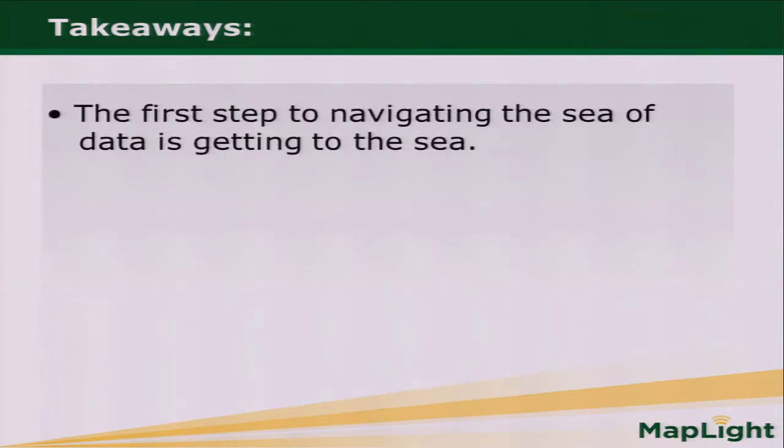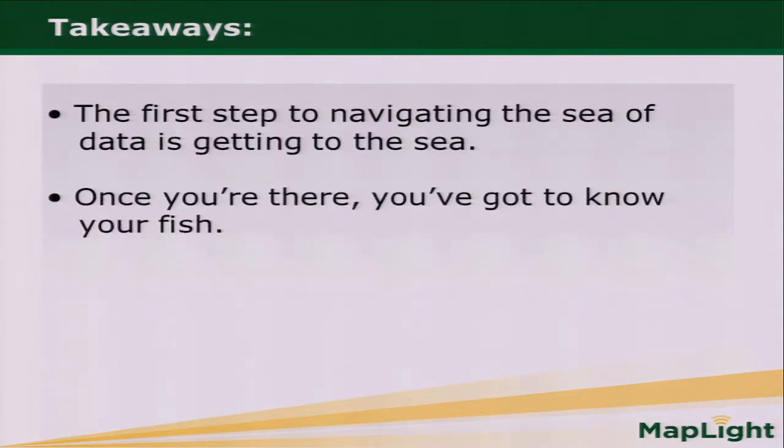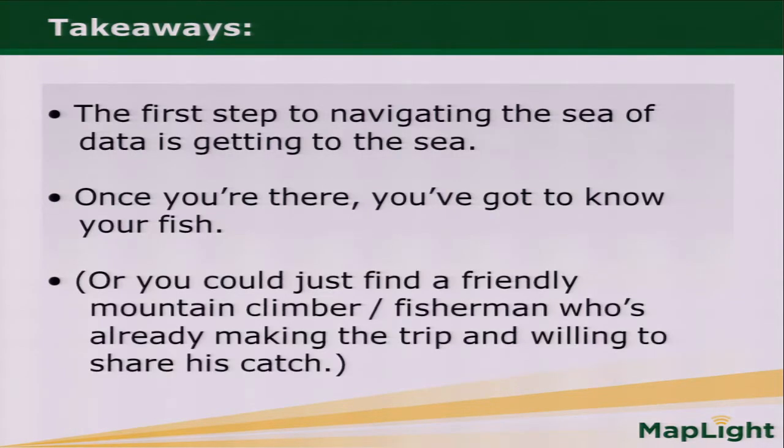So the takeaways here of these couple of examples are that the first step to navigating the sea of data is actually getting to the sea. And then once you're there, you actually have to know what type of fish you're looking for, which fish belong in the same section, all of that jazz. Or you can just find a friendly mountain climber / fisherman who's already doing that and is willing to share their catch with you. And I think that we all hope that eventually government is going to be in a place someday where they're providing that service for us.